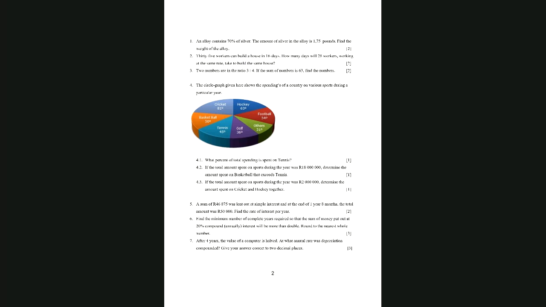It says an alloy contains 70% of silver, and the amount of silver in the alloy is 1.75 pounds. Find the weight of the alloy. How are you going to do that? If you are studying unit 1, how can you do that?